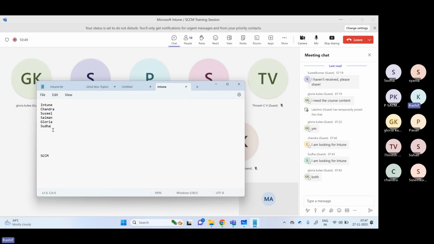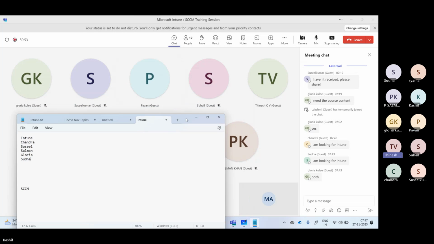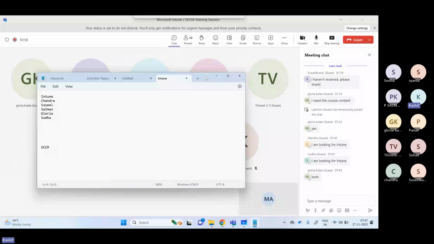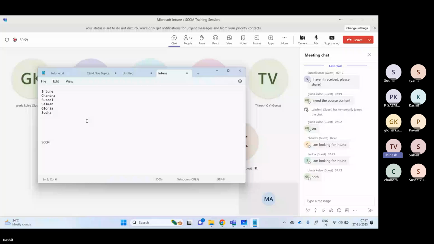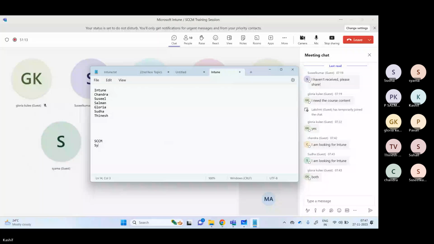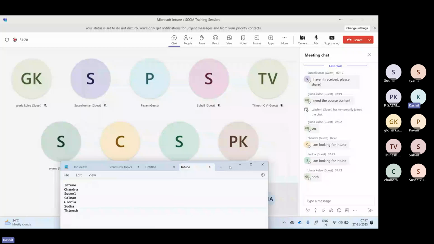Okay, what about others? I'm not getting a response from other people. Hi, Kashyap. This is Dinesh. Yes, Dinesh. I'm looking for Intune, Kashif. Okay. Hi Kashyap, Siyama here. I'm looking for SCCM. Siyama. Okay. Pawan.